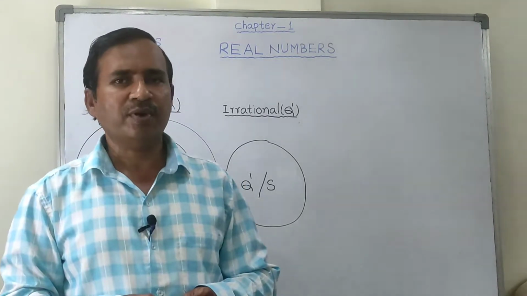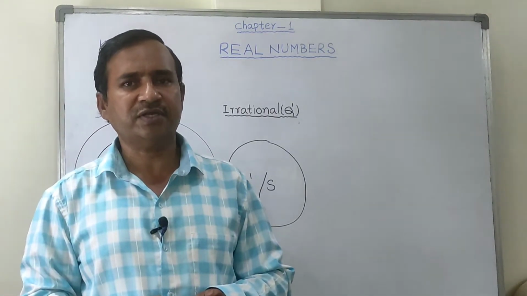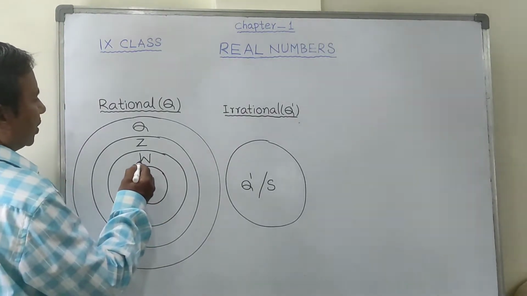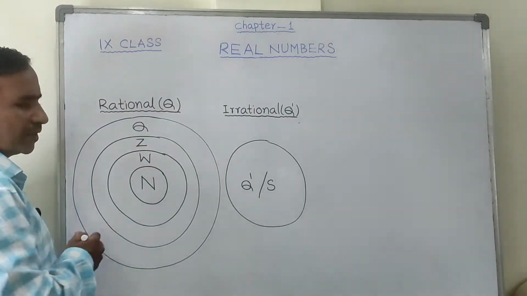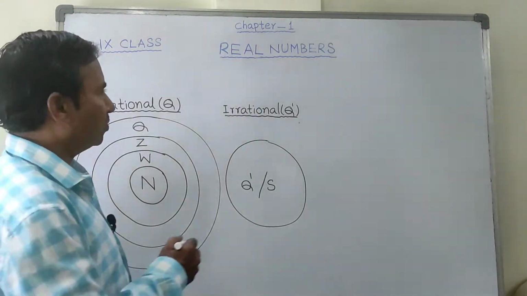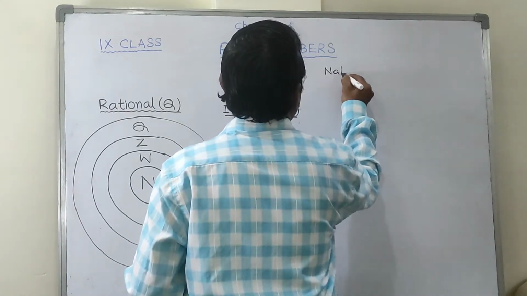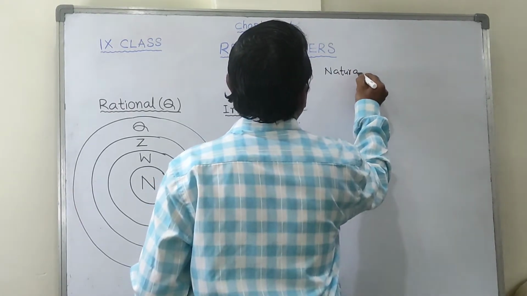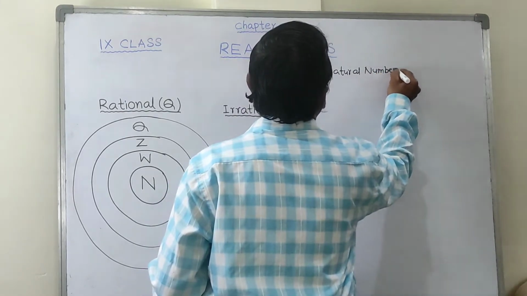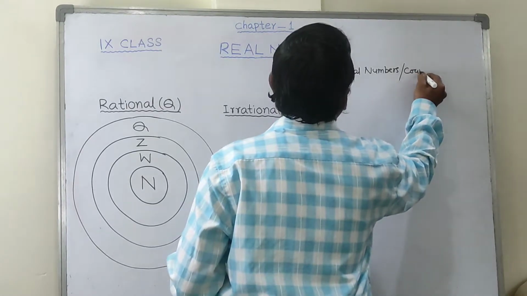Okay? But in your lower classes you have already discussed such types of numbers like N, W, Z and Q, isn't it? N stands for the natural numbers. You already know N stands for natural numbers. Natural numbers are also called counting numbers.